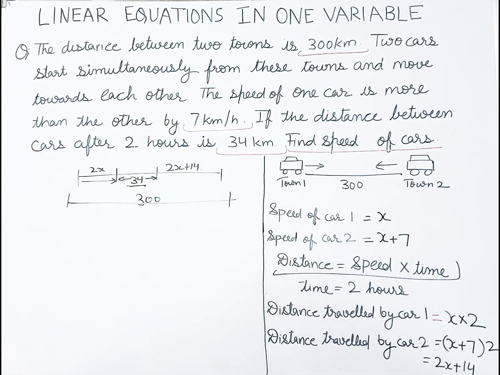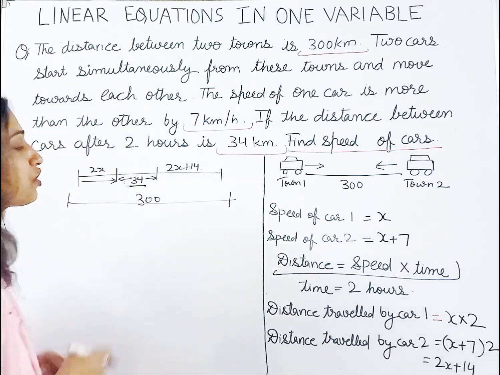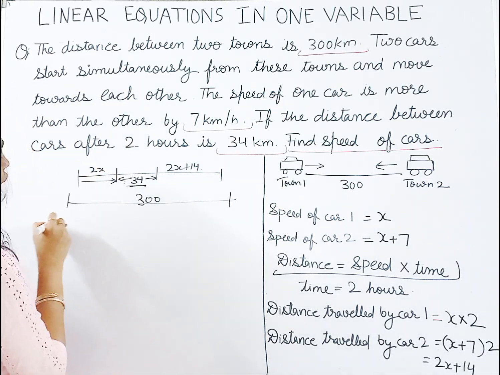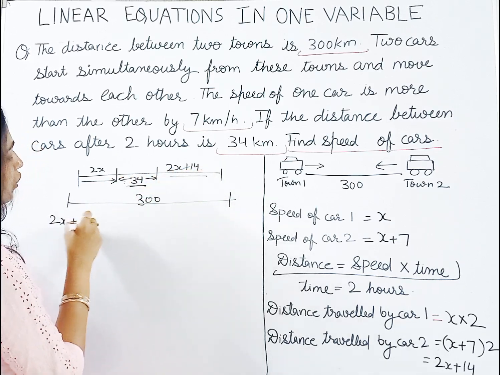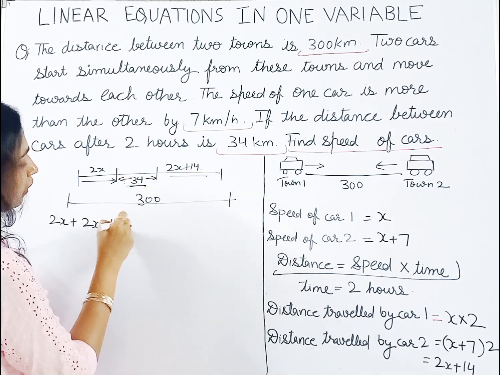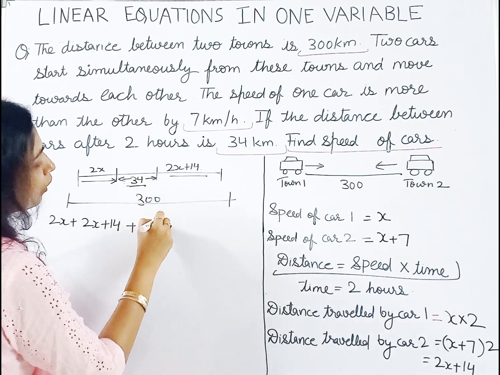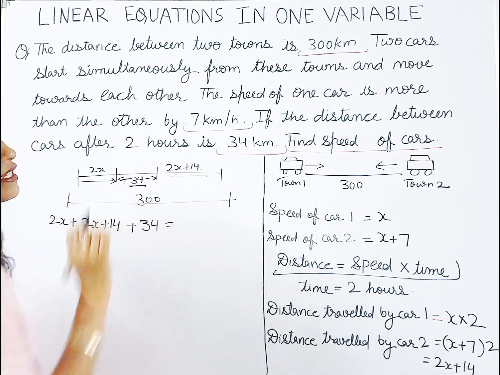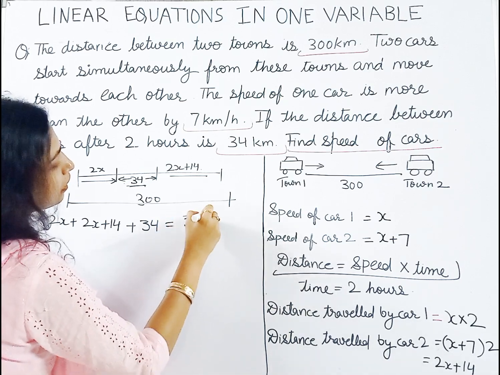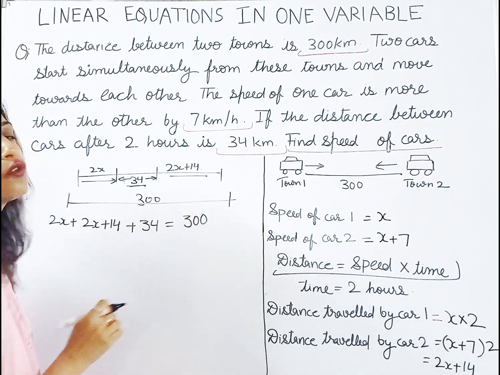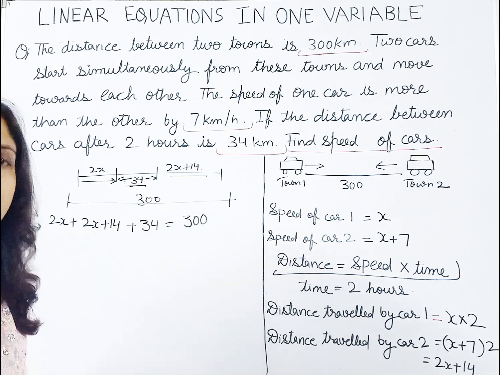So now we can make our equation. How are we going to form the equation? Distance traveled by first car, which is 2x, and distance traveled by second car, which is 2x plus 14, and this distance between two cars is 34, and all these distances are equal to 300, which is given to us. So from this equation we can find out the value of x.